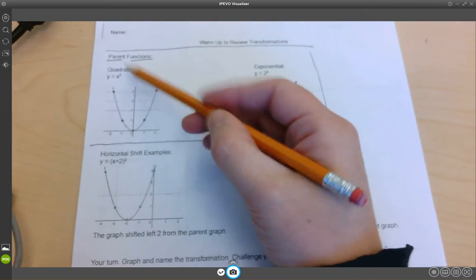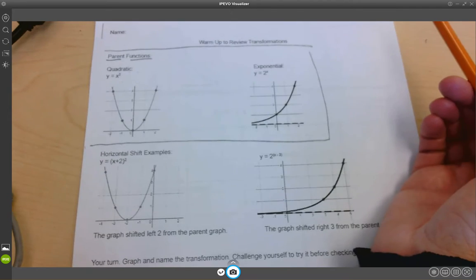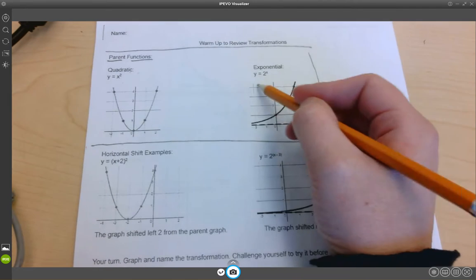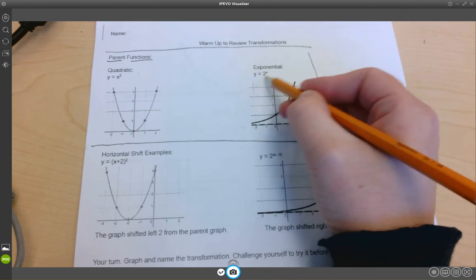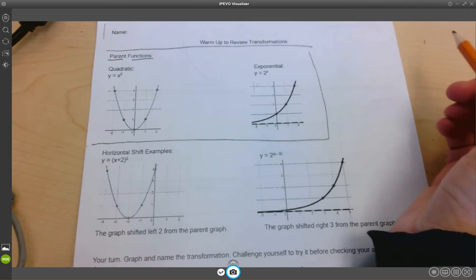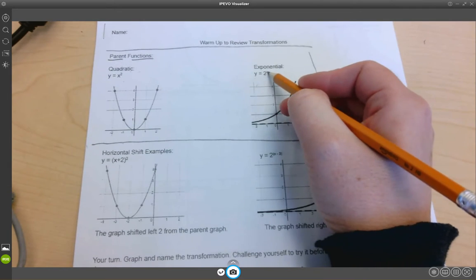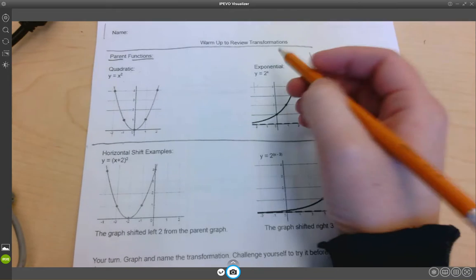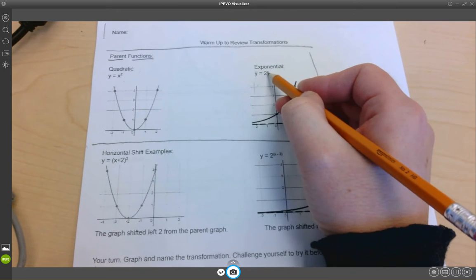Your quadratic parent function is y equals x squared, and your exponential parent function could have a different base from 2, but the one we're going to work with today is y equals 2 to the x. So notice that the difference is that the exponential function has an x in the exponent.